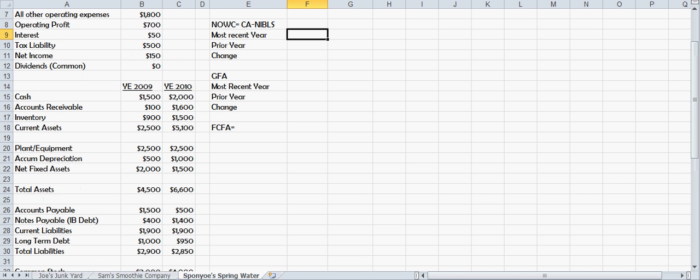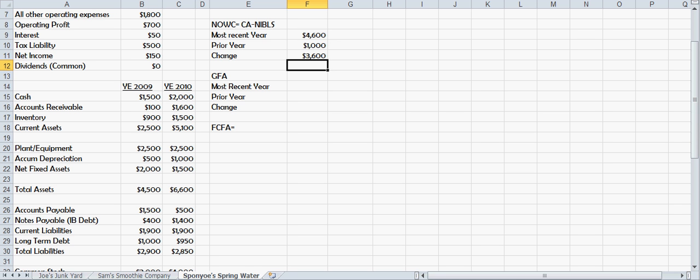Let's do that. The current assets minus our NIBLs for the most recent year is $5,100 minus our accounts payable of $500, or $4,600. For the prior year, our current assets were $2,500 and our NIBLs were $1,500. So for the prior year, our net operating working capital was $1,000. The change is simply the most current year minus the prior year, or $3,600.